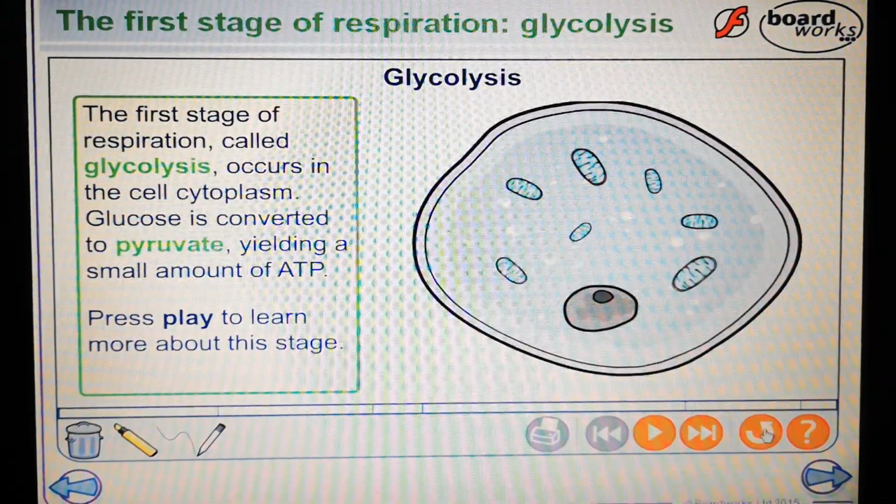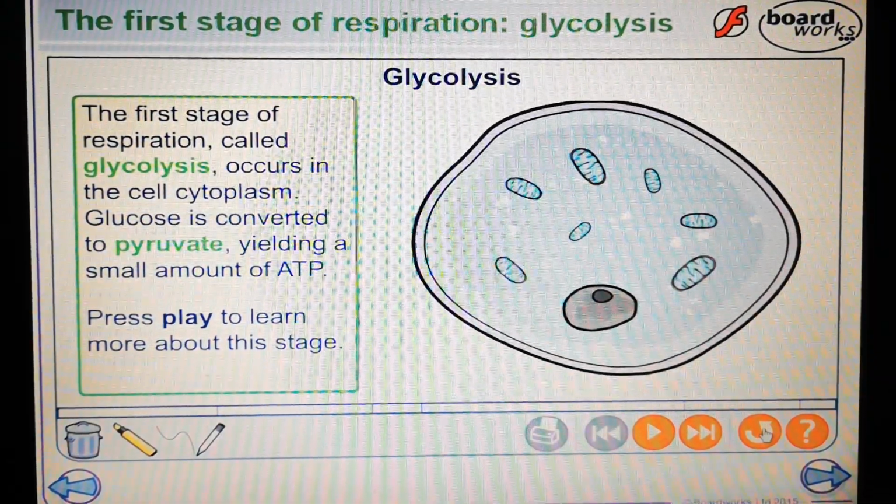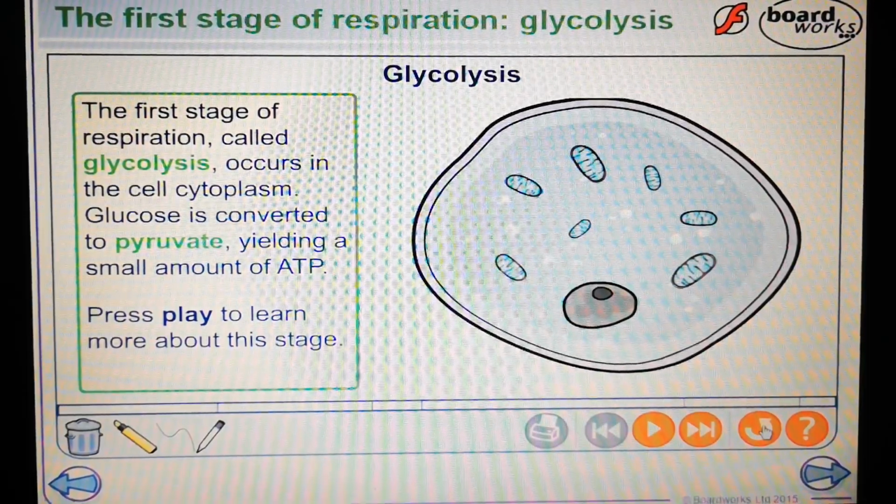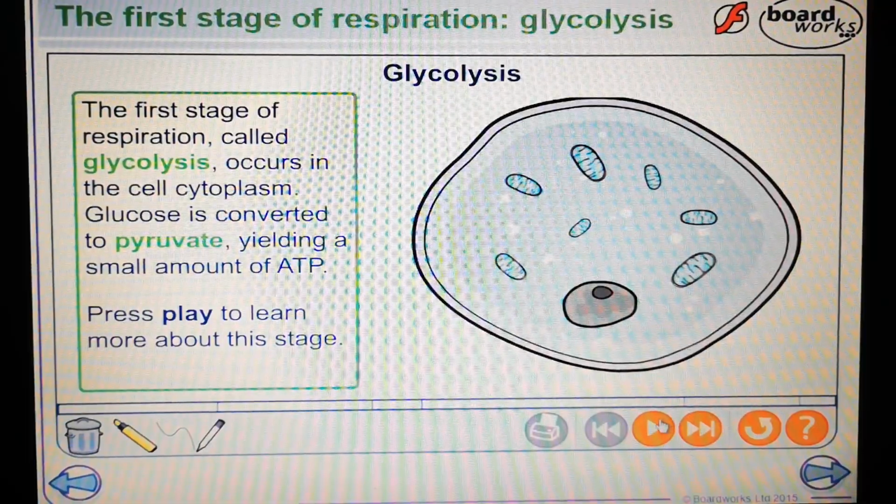Hello Year 12, I'm going to talk to you now about glycolysis. Glycolysis is the first stage of both aerobic and anaerobic respiration, and it takes place in the cytoplasm.